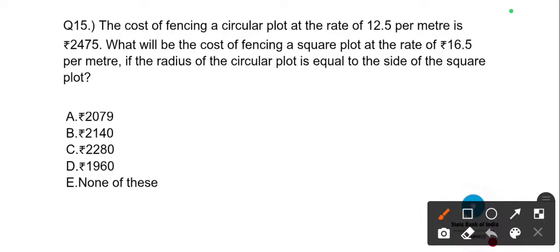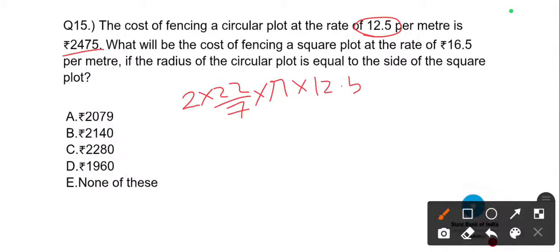Here the cost of fencing a circular plot at the rate of 12.5 per meter is 2475. So the perimeter of a circle, which is 2 times 22 by 7 times r, for 12.5 rupees, totally costs 2475. From this we can find the value of r. In the second statement it says, what will be the cost of fencing a square plot at the rate of 16.5 per meter.